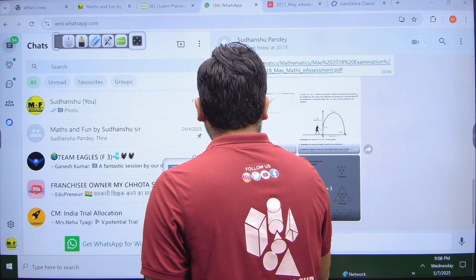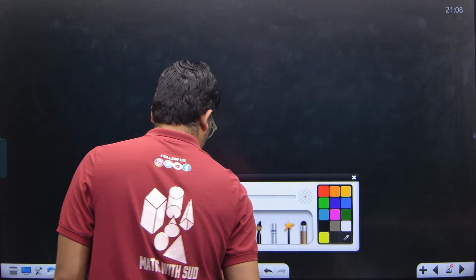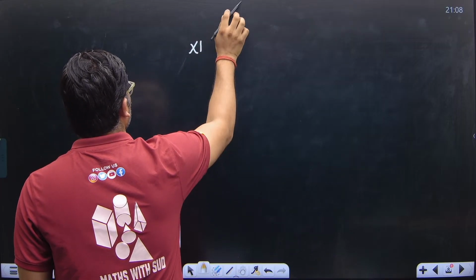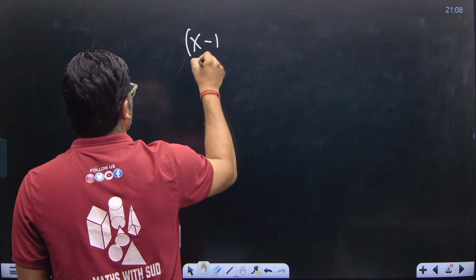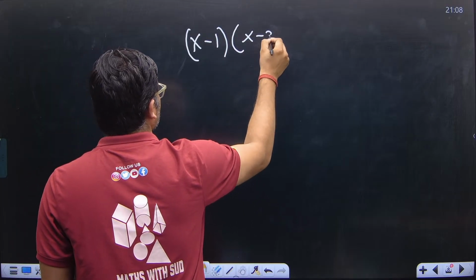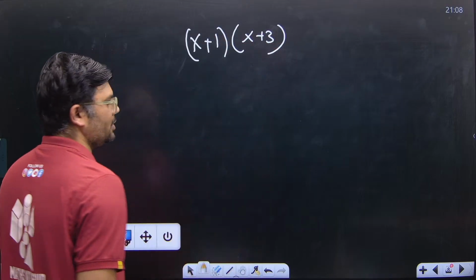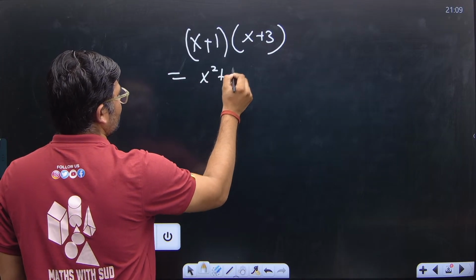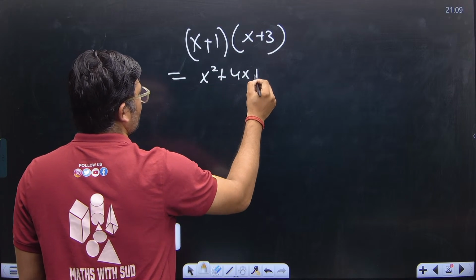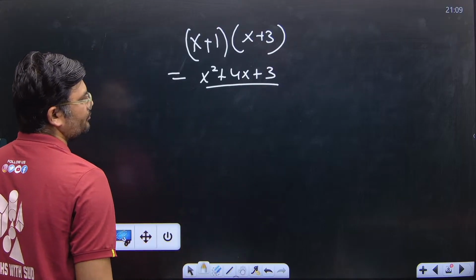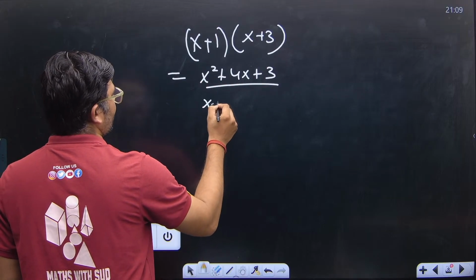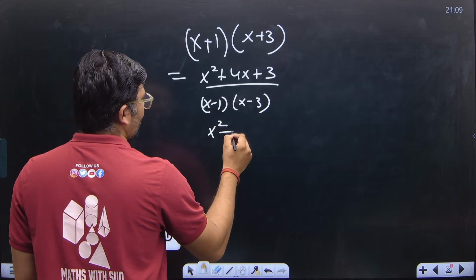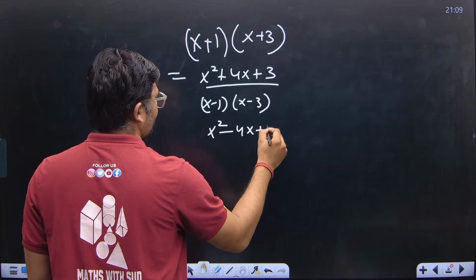So I need to tell you more about quadratics. Yes. So a quadratic is actually, see, if I multiply x plus 1 into x plus 3, what will I get? So I will get x square plus 3 plus 1 is 4x plus 3. Are you getting it? Yes. If I take both the terms negative, what will I get? x square minus 4x plus 3 again.